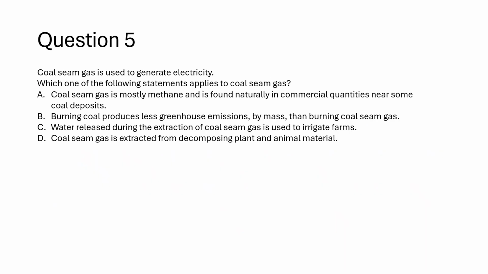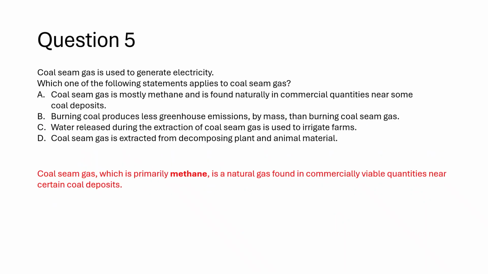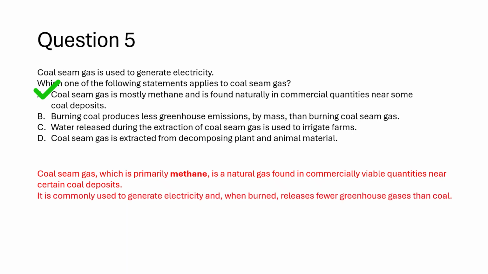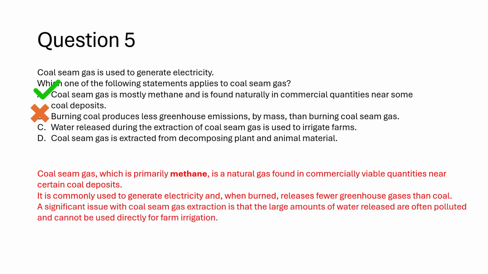Coal seam gas, which is primarily methane, is a natural gas found in commercially viable quantities near certain coal deposits. It is commonly used to generate electricity, and when burned, releases fewer greenhouse gases than coal. A significant issue with coal seam gas extraction is that the large amounts of water released are often polluted and cannot be used directly for farm irrigation.